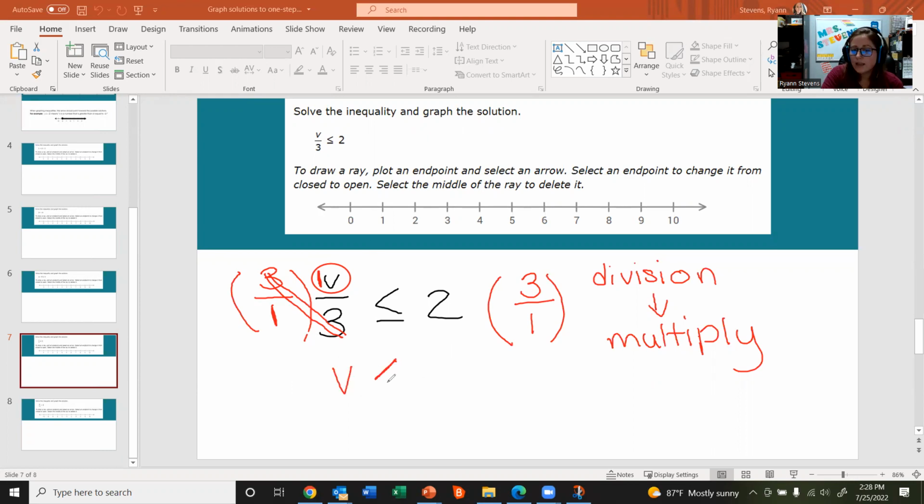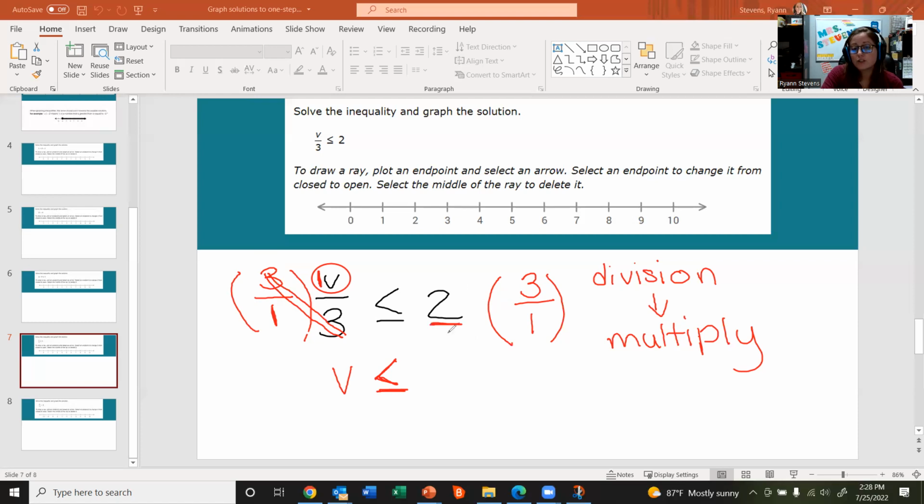We have division here, so we're going to multiply as the inverse. But we're not multiplying by a negative number, and so that means that our inequality symbol is just going to stay as a less than or equal to sign. When you multiply 2 times 3/1, you could always multiply.